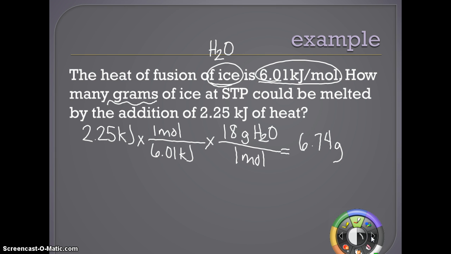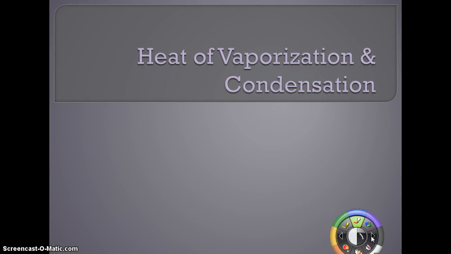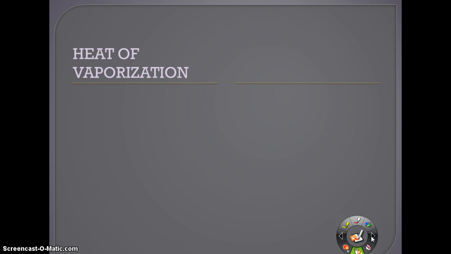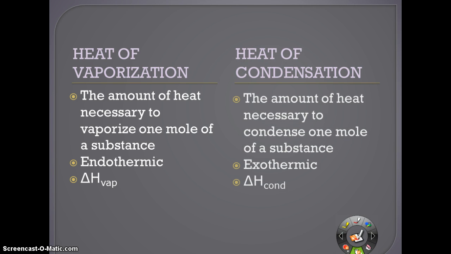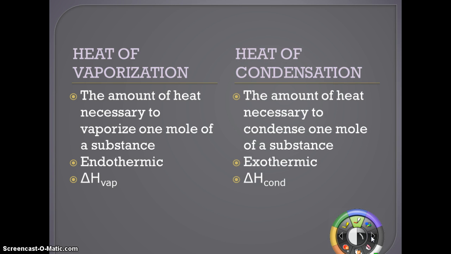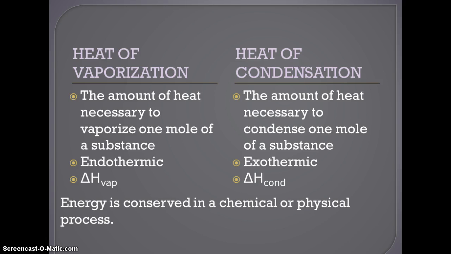Now continuing with condensation and vaporization. Vaporization is going to be the amount of heat necessary to vaporize. So you're going to have to put heat in to make this liquid become a gas. So therefore it's going to be endothermic. And that's going to make condensation exothermic. The heat's going to be released as those gas particles come closer together to make a liquid. Again, energy is conserved, so your heat of vaporization is going to equal your negative heat of condensation.